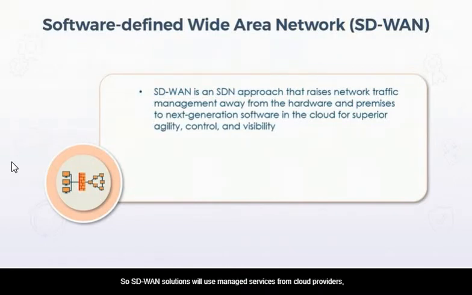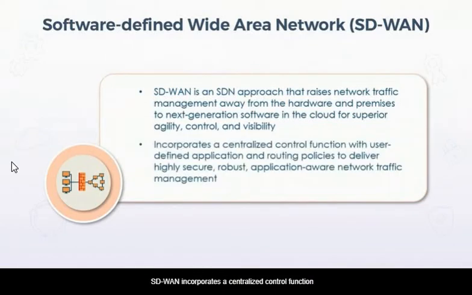So SD-WAN solutions will use managed services from cloud providers, often using the big three in the US, AWS, Google Cloud Platform, or Microsoft Azure, or it could be a more dedicated solution from another company. For example, someone that's local to your area that works with your service providers and your telecoms. SD-WAN incorporates a centralized control function with user-defined application and routing policies over a metropolitan or wide area with the goal of delivering highly secure, robust, application-aware network traffic visibility and management.